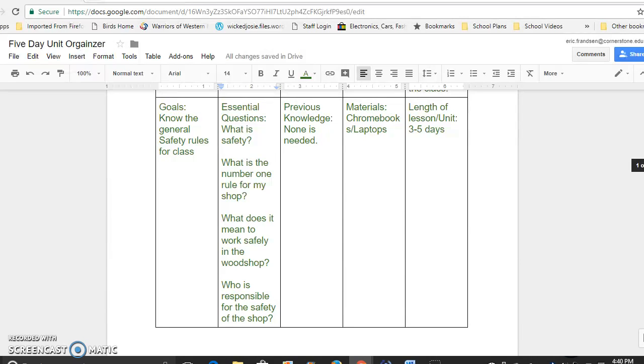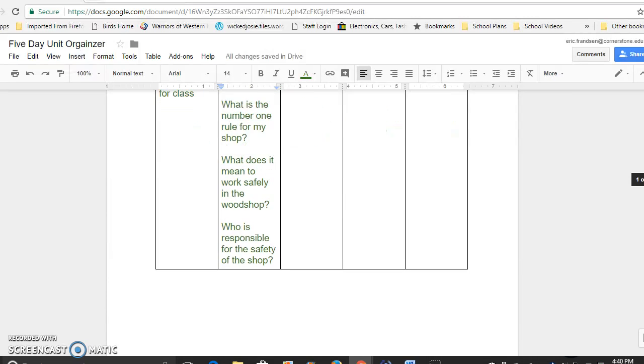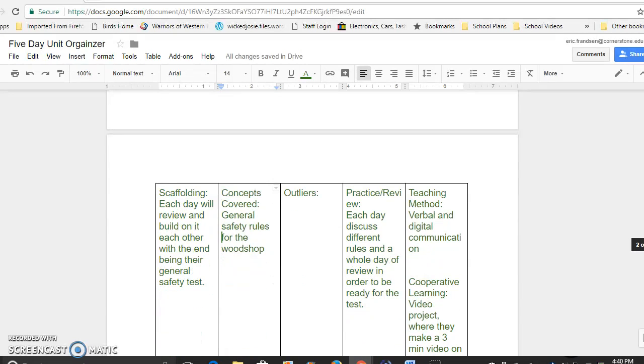What does it mean to work safely in the shop? That's another essential question we talk about. How does it look? What does it do? And who is responsible? The only person responsible for the safety in the shop, besides me, is the students themselves. You don't need anything previous, and this is one of those things that we look at and need to have all this.